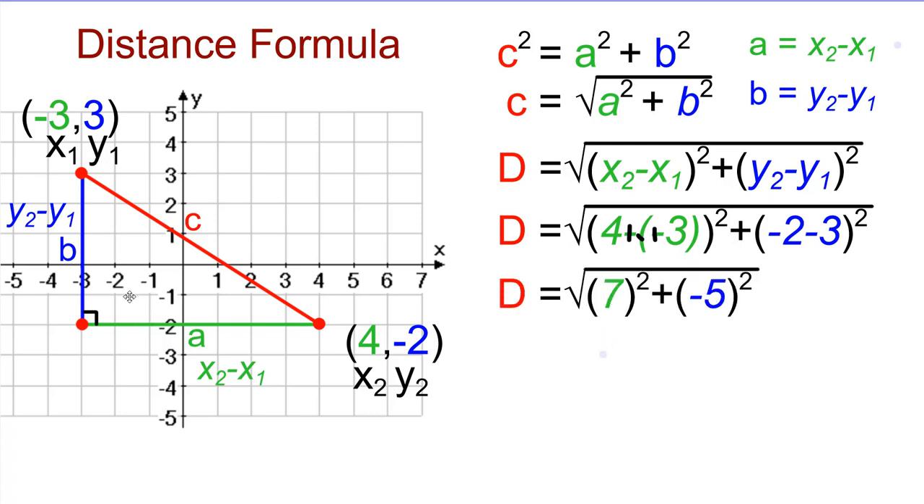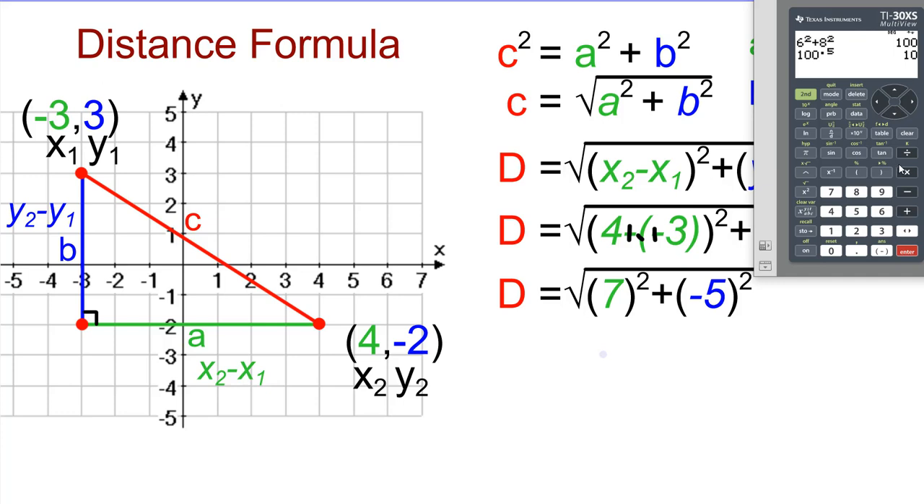Now, if I was doing this with the Pythagorean theorem, I would just look at how high this is, right? So if I'm going from a height of 3 all the way down to negative 2, what's the distance between 3 and negative 2? And I would just do a positive 5. But if we follow the formula, some of these are going to be negative sometimes. But that doesn't matter, because what happens when you square a negative value? You get a positive, right?